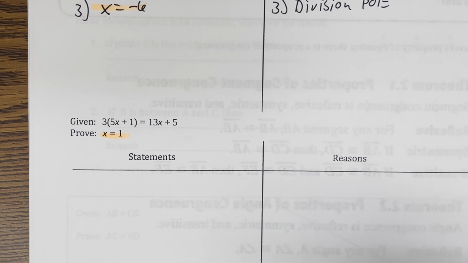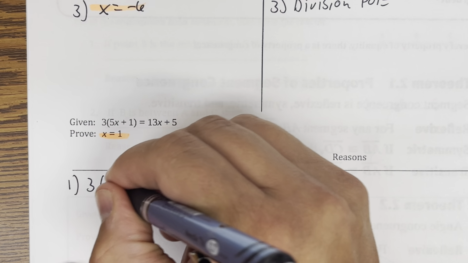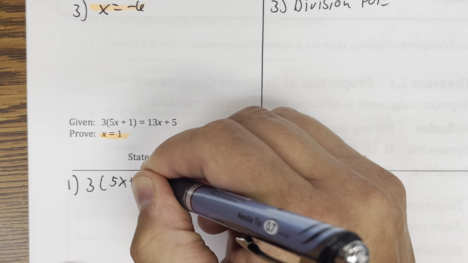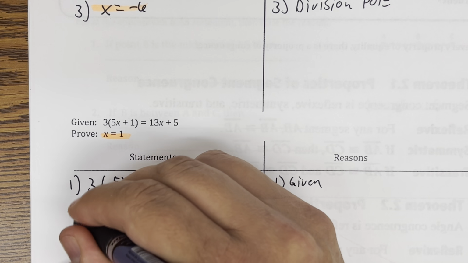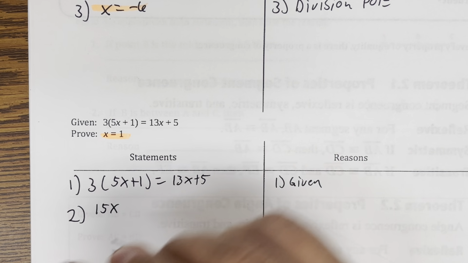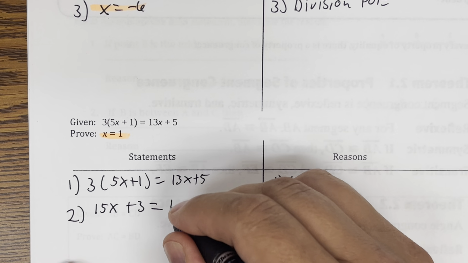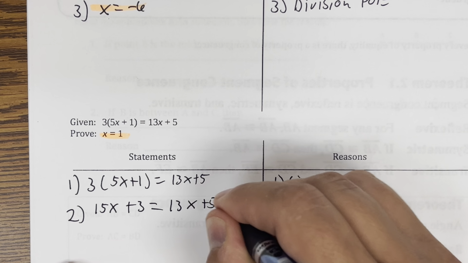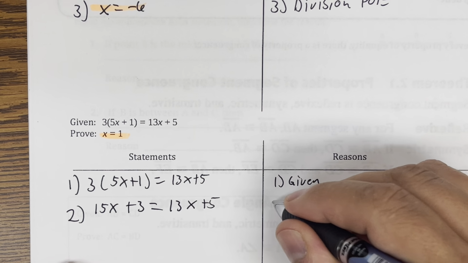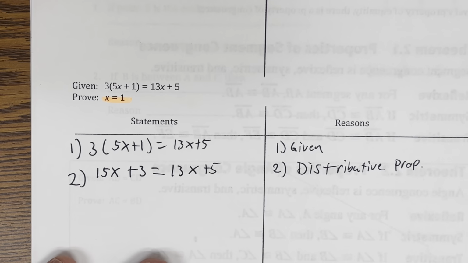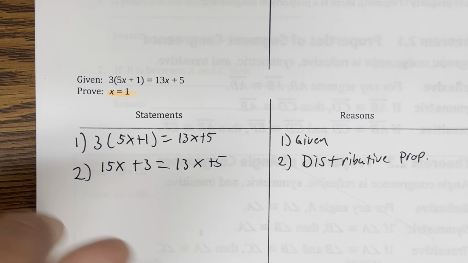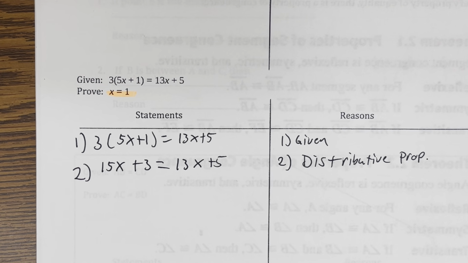Okay? So, our next process. Start with what we know. Step number 1, 3 times 5x plus 1 equals 13x plus 5, given. Step number 2, I'm going to distribute. 15x plus 3 equals 13x plus 5. Use the distributive property, that's not of equality. Just a property. Now, here we got some choices. All right, you can move the 3, you can move the 13x, you can move the 15x. For the sake of this problem, I'm going to move 15x. So I'm going to subtract 15x from both sides.